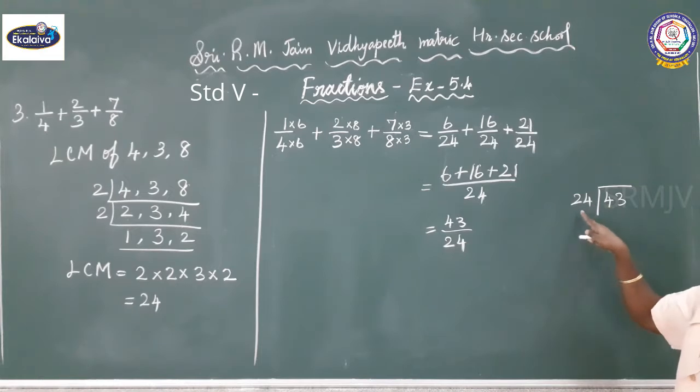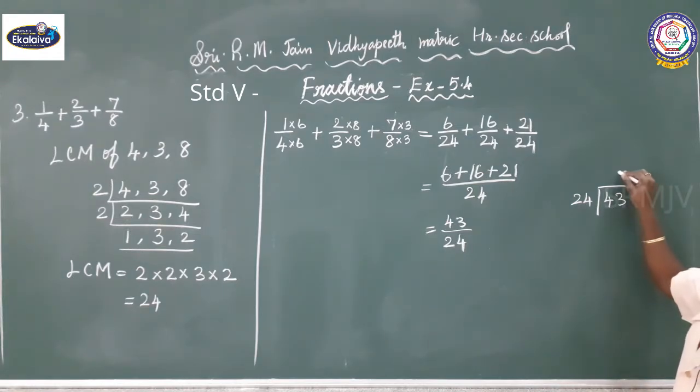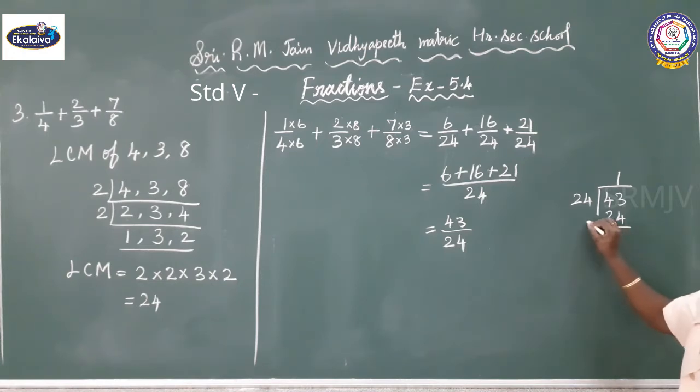In 43, how many 24s are there? Only one. 2 times 24 is 48, which is greater than 43. So only one time 24. Now we have to subtract. Here we have to borrow. It will become 3. It will become 13. 13 minus 4, that is 9. 3 minus 2, that is 1.